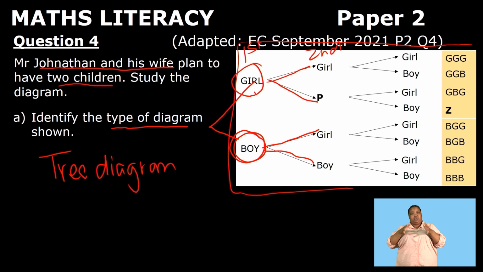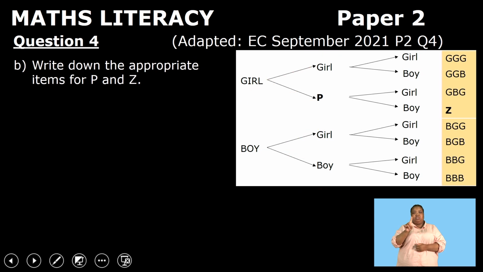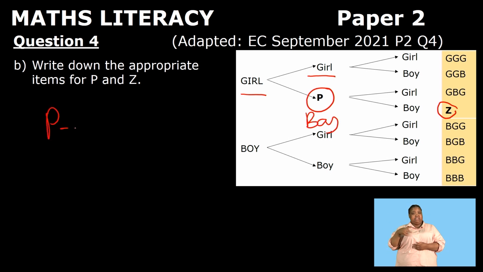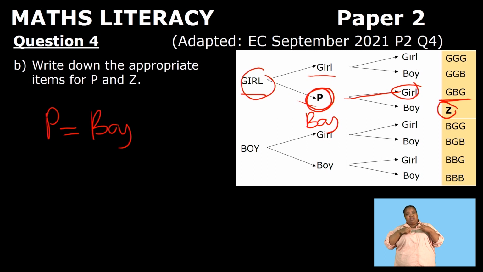This will then be the next one. But let's look at a question. Write down the appropriate items for P and Z. Now there's P and there is Z. Now remember, if it's a girl, it can be a girl or a boy. So P, your answer will be boy. And then if we look at Z, if you don't know how, let's go to the one just above it. Girl, then a boy, and then a girl. So it's 3 children. Girl, a boy, and a girl.